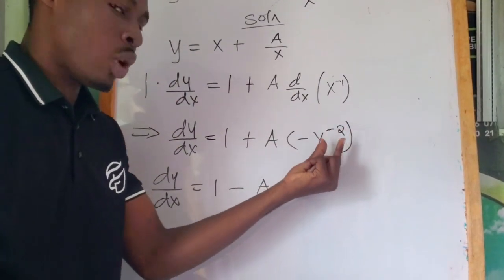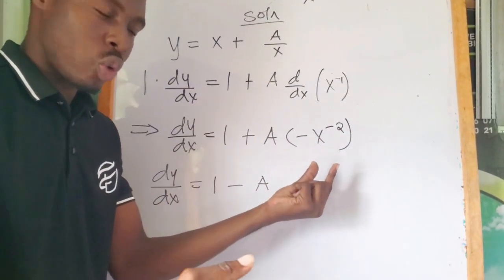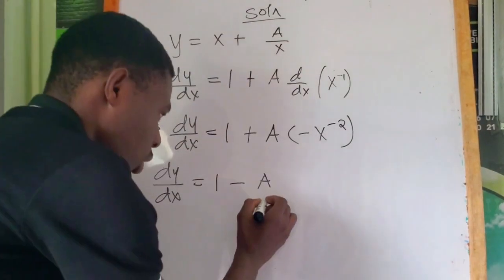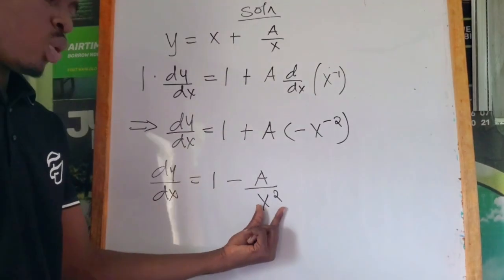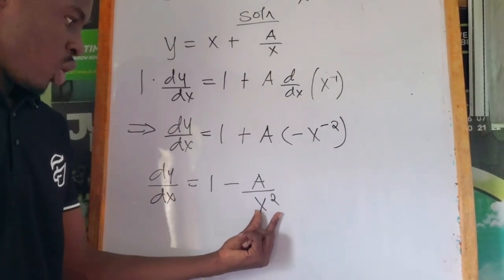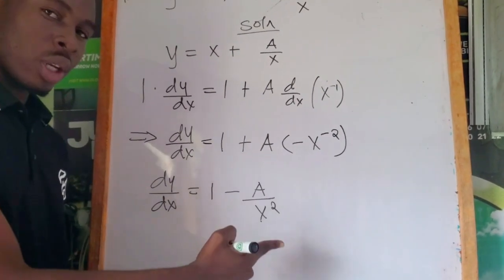Now x to the negative 2 can be written as 1 over x to the second power. So this will be 1 minus a all over x to the second power. Now we need to clear this fraction. So what do we do? We multiply each term by x squared.